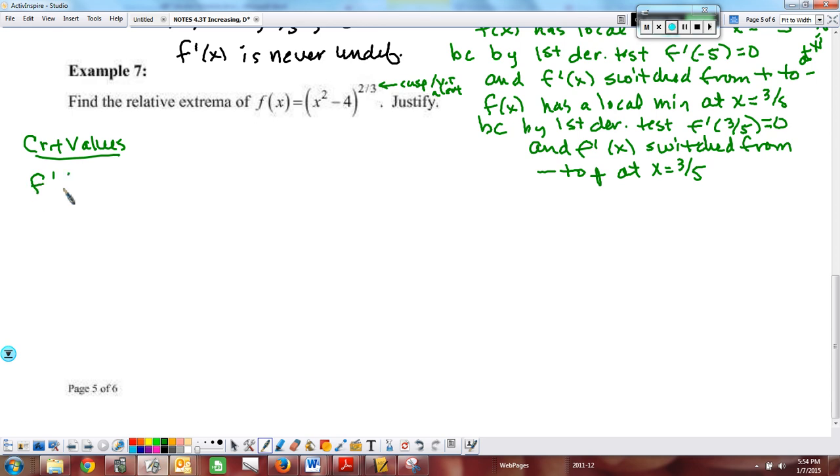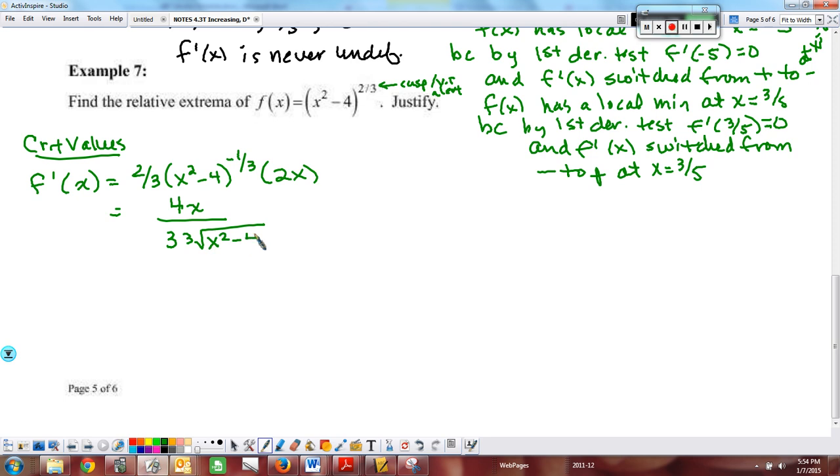So we find our derivative, f prime of x. Use our chain rule, 2/3, x squared minus 4 to the -1/3 times 2x. Put your derivative in a nicer form. Okay, we have our 4x over 3 cube root of x squared minus 4. We now determine our critical values of where we are 0 and undefined.